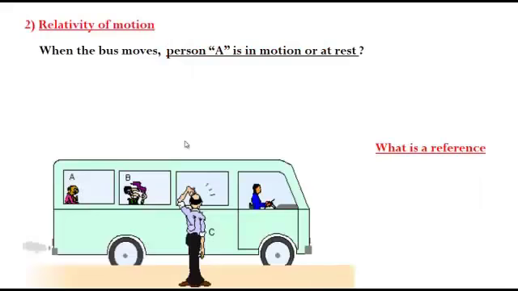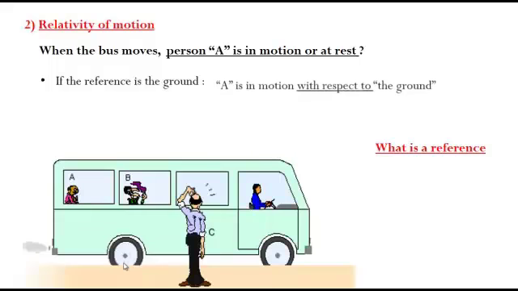So let's suppose, for example, we have this bus that's moving to the right, and we have two persons, A and B, sitting in the bus, while C is another person but standing outside the bus. So if we want to ask about the person A, is A in motion or at rest? First, if the reference is the ground. If the reference is the ground, we note that the bus is moving. This means A, with respect to the ground, is in motion.